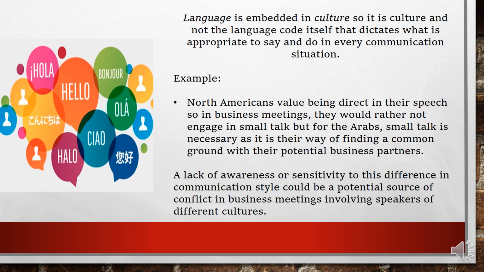And then it says here that a lack of awareness or sensitivity to this difference in communication style could be a potential source of conflict in business meetings involving speakers of different cultures.